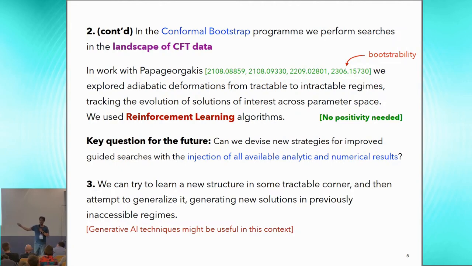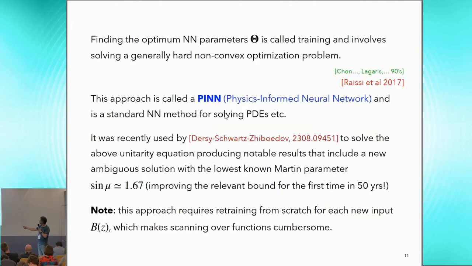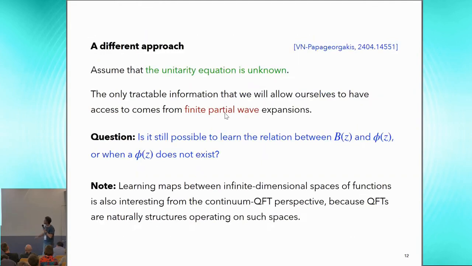So now we'll play a game where we assume that the unitarity equation is not known. In this problem, it's known, so we're using it as a toy problem, but in many other problems that we care about, we don't know that equation, and we want to discover it. So the only tractable information that we will allow ourselves to have access to comes from finite partial wave expansions. And the question is, if I give you only finite partial wave expansions, can you discover this equation and solve it? You're not allowed to use that equation.